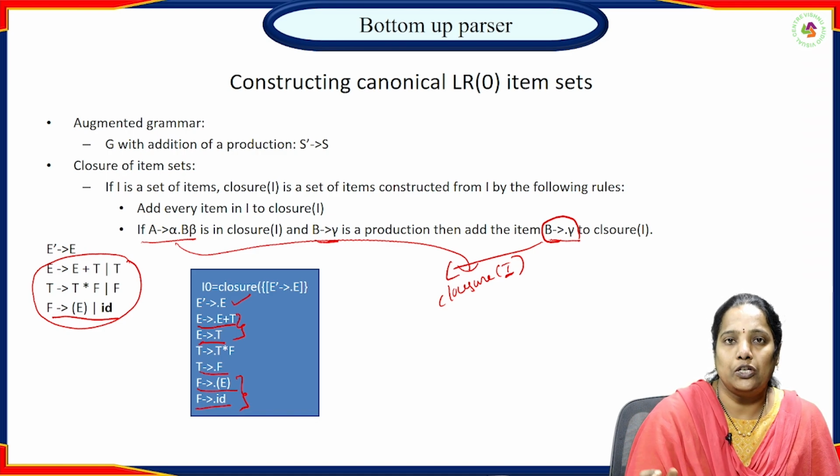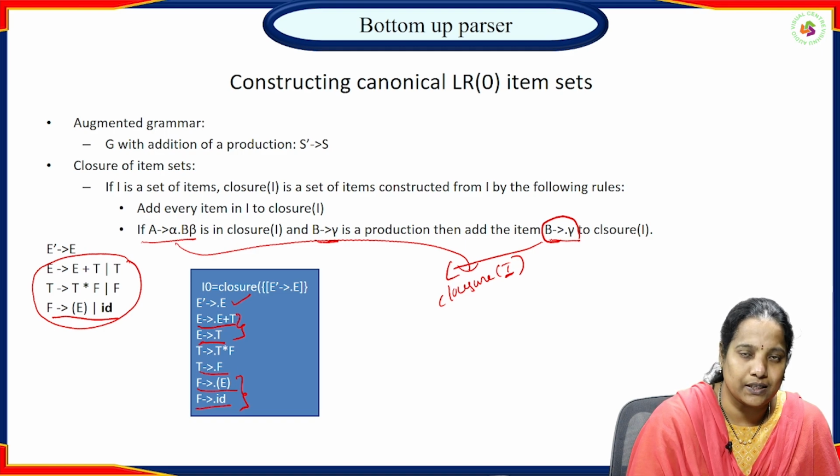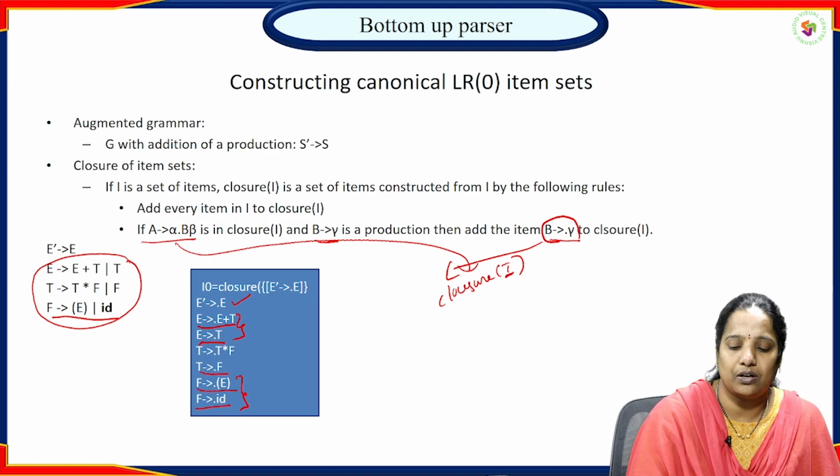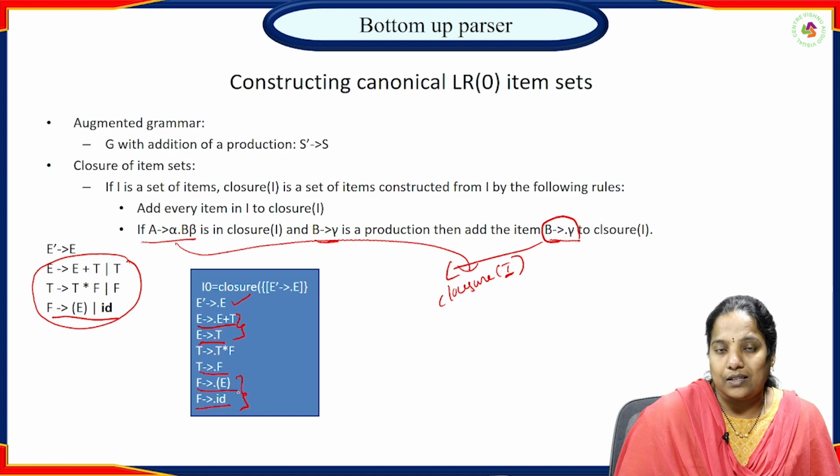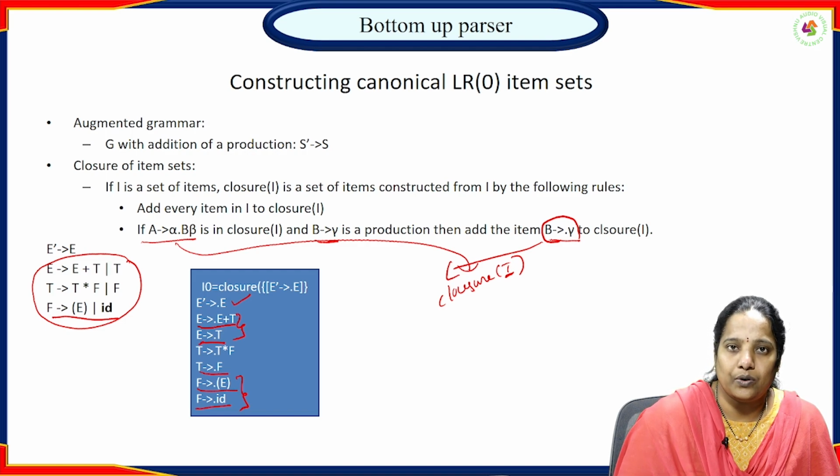This process we need to repeat until no more new items are constructed, and we need to find the transition on every input symbol, nothing but every symbol of the grammar. Dot followed by E is there, we need to move the dot over E. Dot followed by T is there, we need to move the dot over T. Like that we need to repeat the process. For that we need to construct the DFA representation. By that we will get some set of new items.